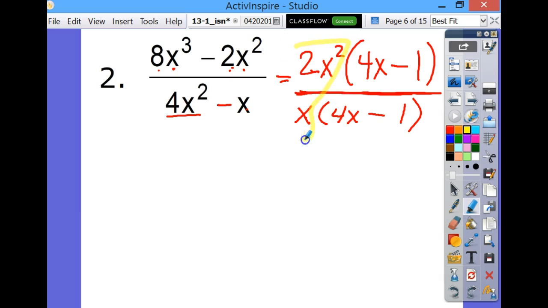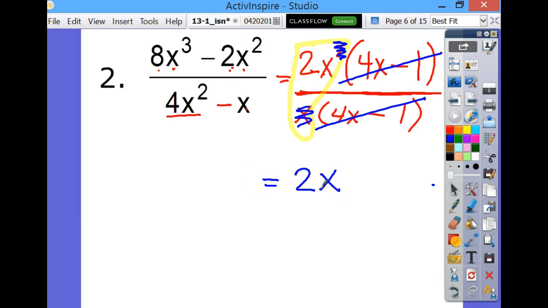Now, in this part right here, is there any adding glue? Not in that part. So this x will cancel one of those. This 4x minus 1 cancels that whole 4x minus 1. So, I have a 2x left.